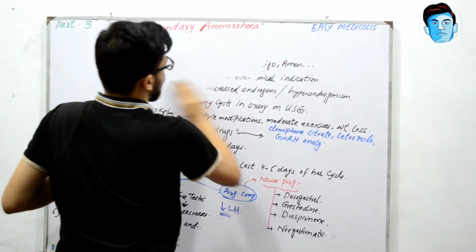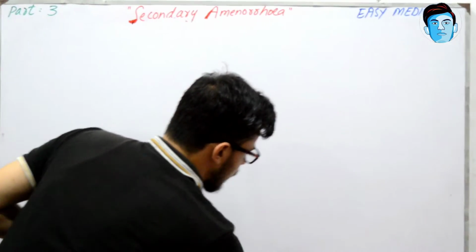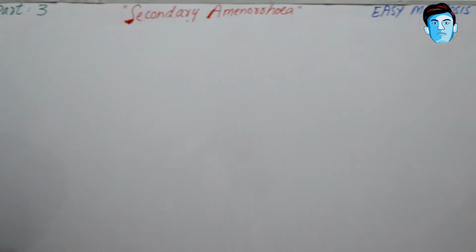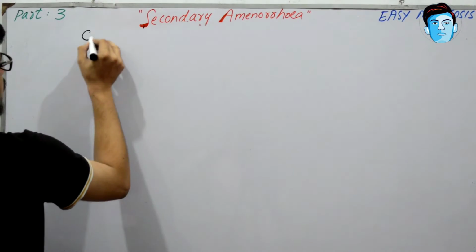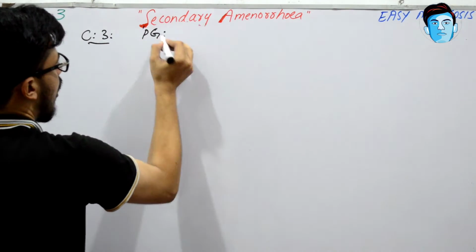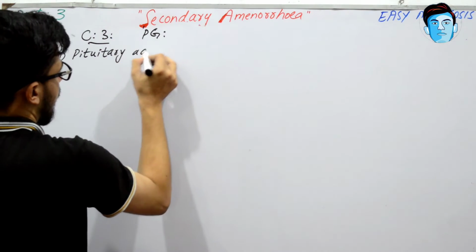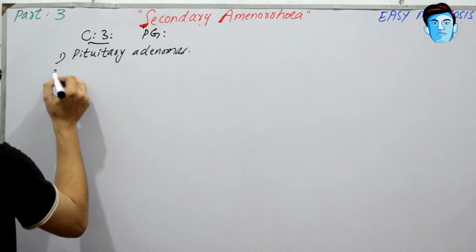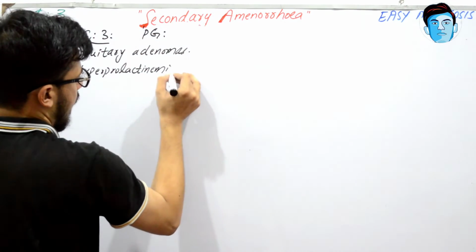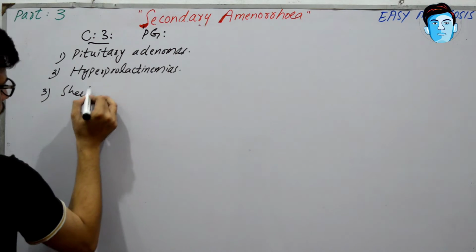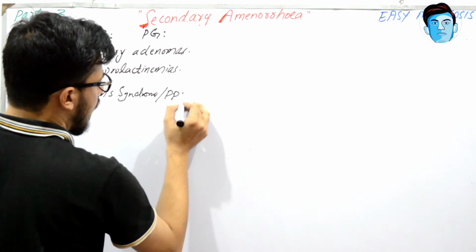So let's shift toward the third compartment, and the third compartment consists of the pituitary gland. So there are certain causes of secondary amenorrhea which are related to the pituitary gland, that are pituitary adenomas and hyperprolactinemias. What are the causes? The first is pituitary adenomas, and hyperprolactinemias, and Sheehan syndrome. Sheehan syndrome is also called postpartum pituitary gland necrosis.